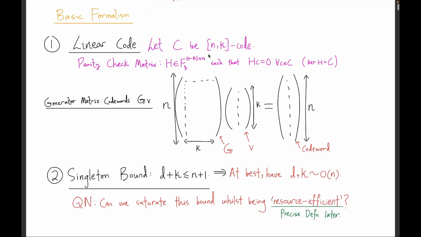A linear code is basically a code that is a vector subspace, and it's defined by either being the kernel of some parity check matrix, or you can take a generator matrix and multiply it on various input vectors to get your code words. So you take this generator matrix, multiply it by a k length vector, you get an n length vector for your code word.